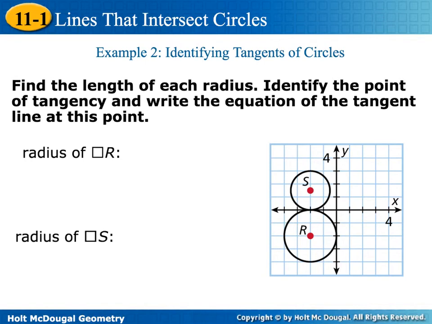All right, so they want us to find the length of each radius, identify the point of tangency, and write the equation of the tangent line. So let's start at R. This is all in a coordinate plane, which is nice because I have all these points that I can plot.